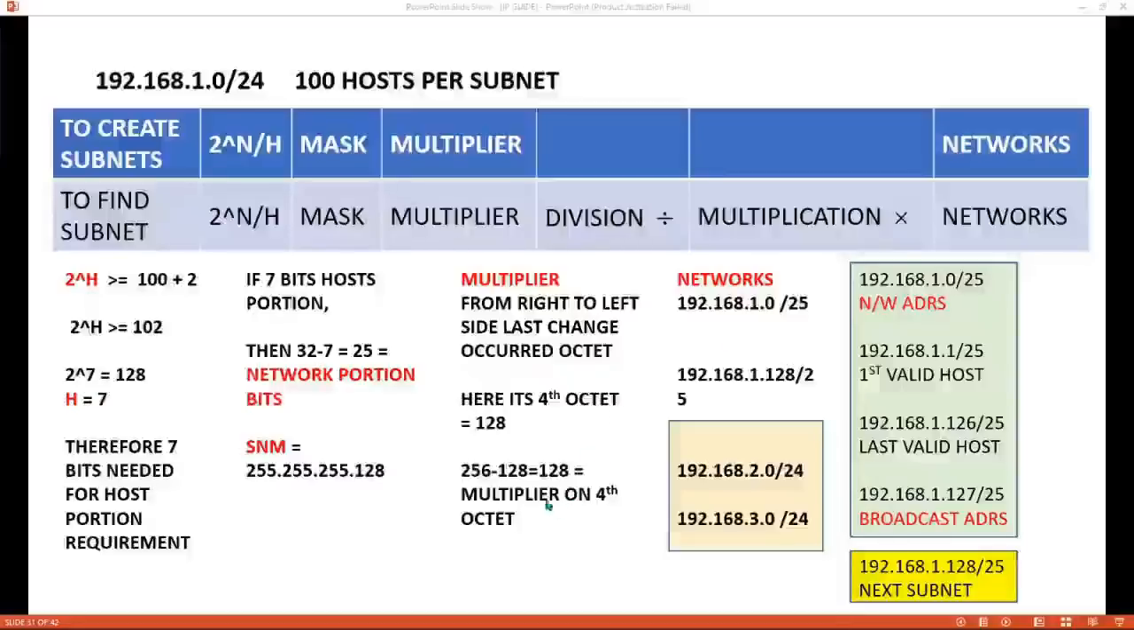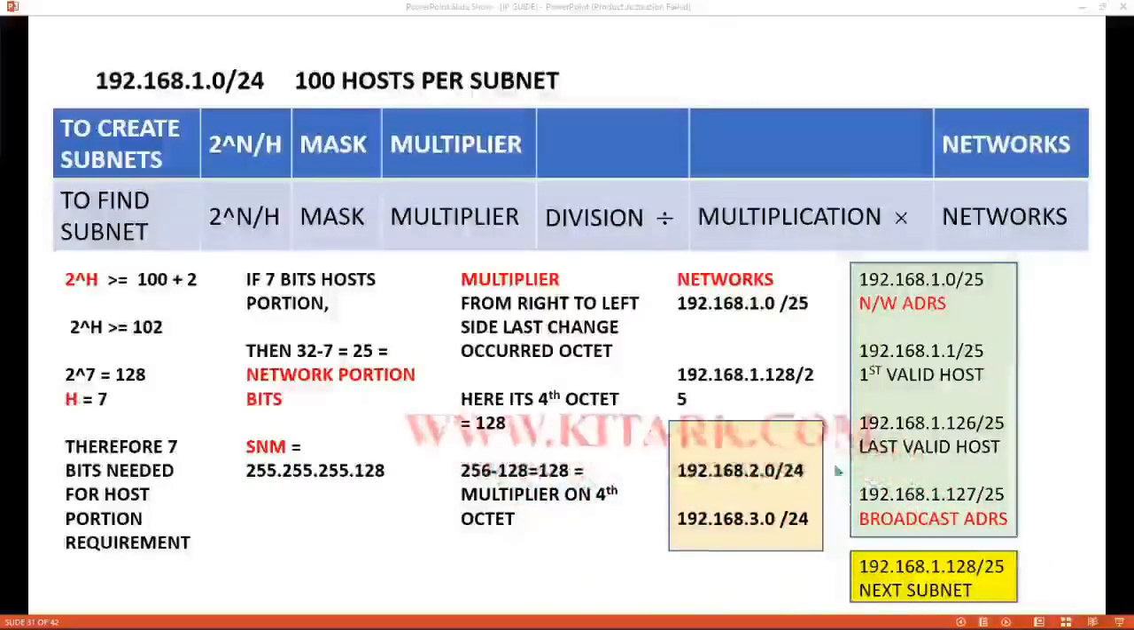Multiplier 128 means you are going to have 128 IPs on this particular subnet. So I can write the first network address 192.168.1.0/25, and 1.1/25 is the first valid host. Then the last broadcast address can be found by 192.168.1.128 minus 1, which is going to give me 192.168.1.127/25. This is my broadcast address. Then if I deduct again 1 from this broadcast address, I will find the last valid host, which is 192.168.1.126/25. And next subnet I can get 192.168.1.128/25. Okay. So likewise, now I have subdivided the 1.0/25 network and got 100 hosts in this particular subnet.